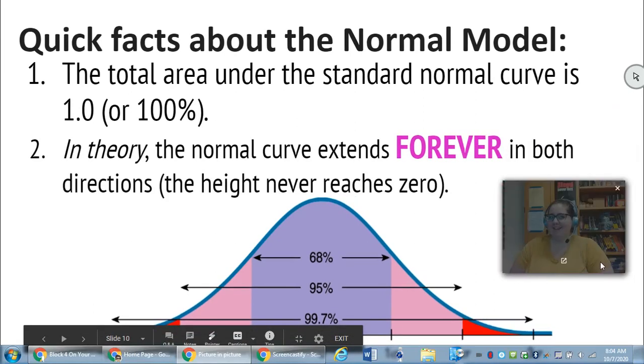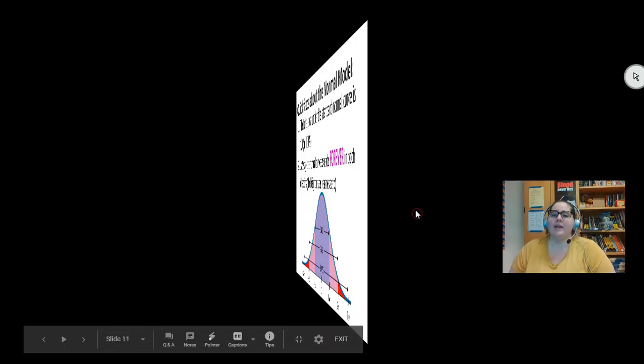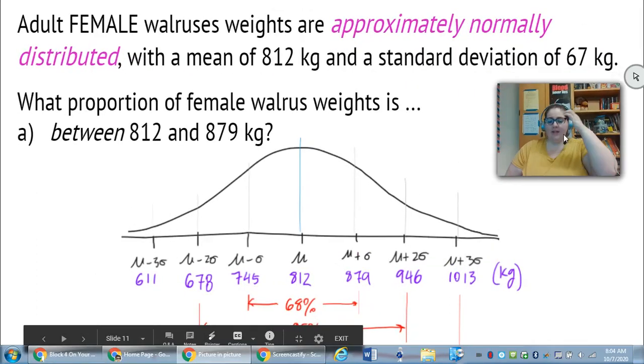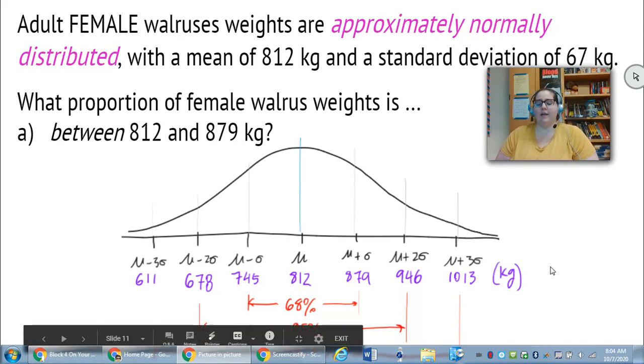But in theory, the normal curve extends forever in both directions. So the height of that curve never actually reaches zero. It's like an asymptote situation on both sides. So when we do some of the math that we're going to do to figure things out, we have to keep that in mind.